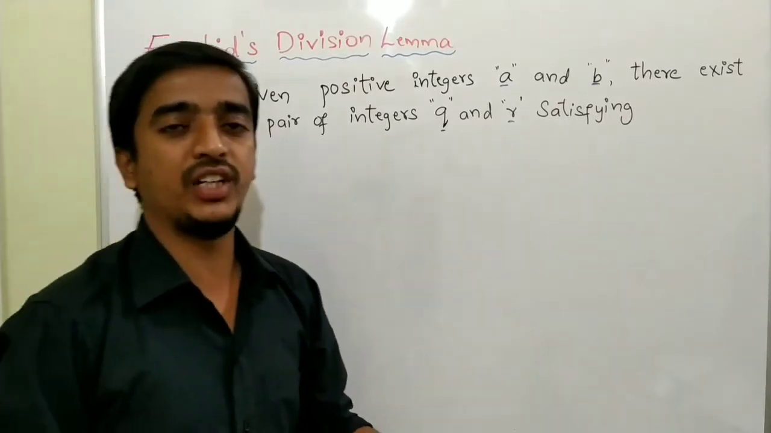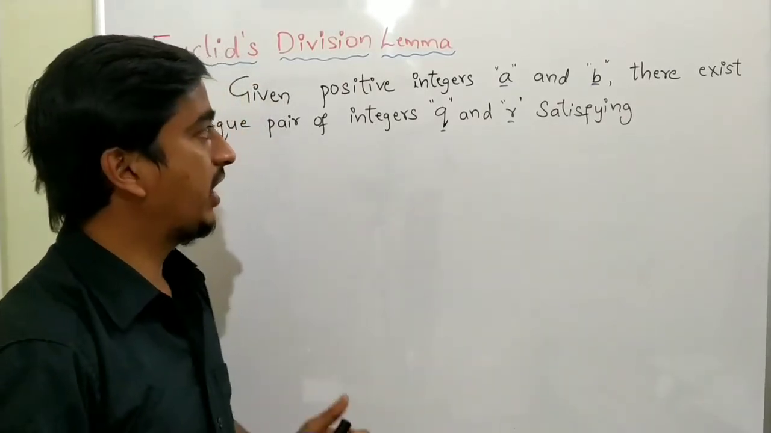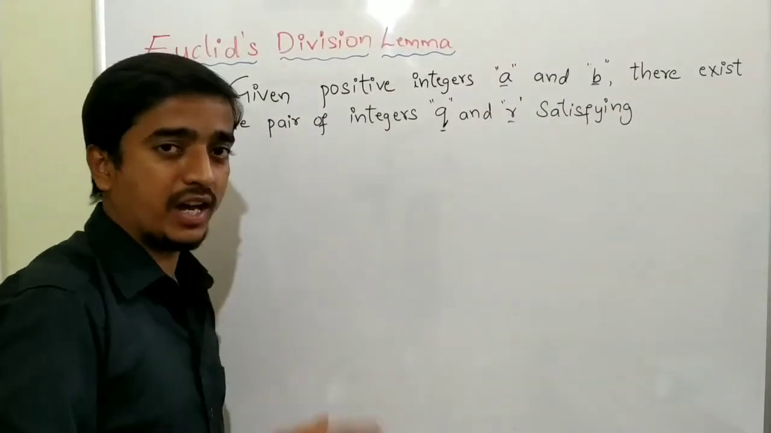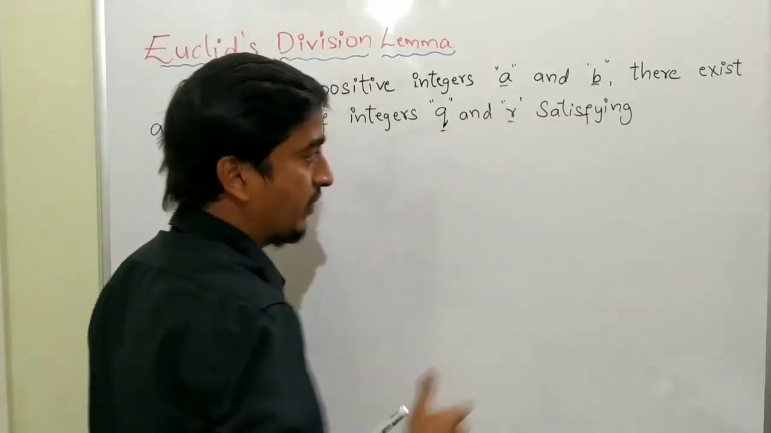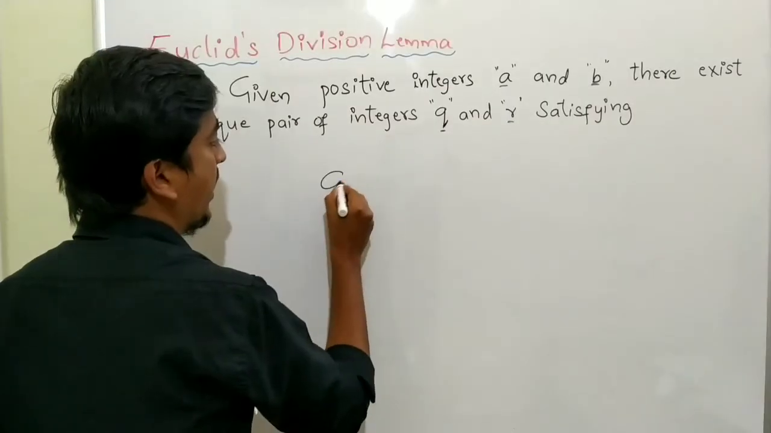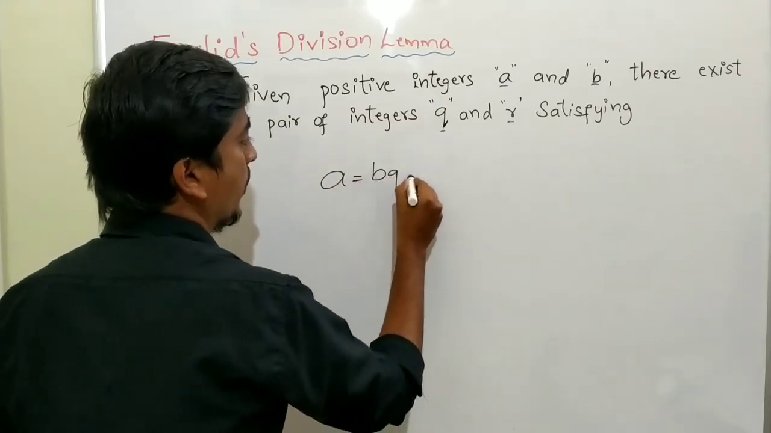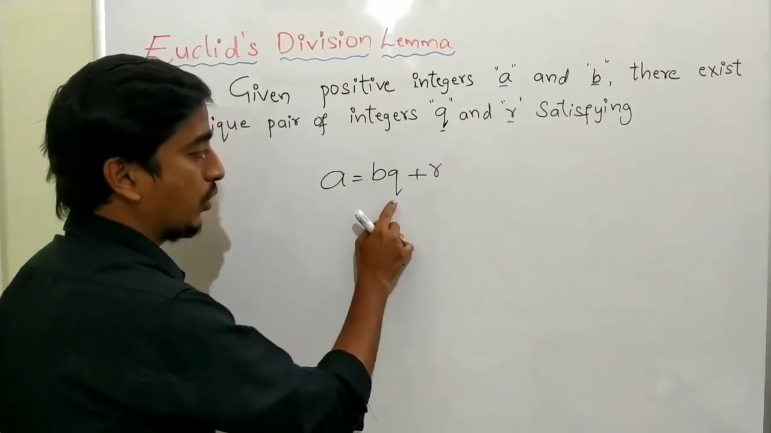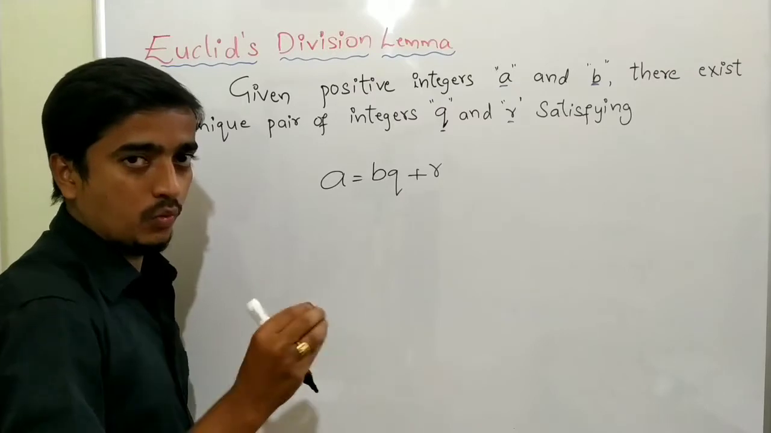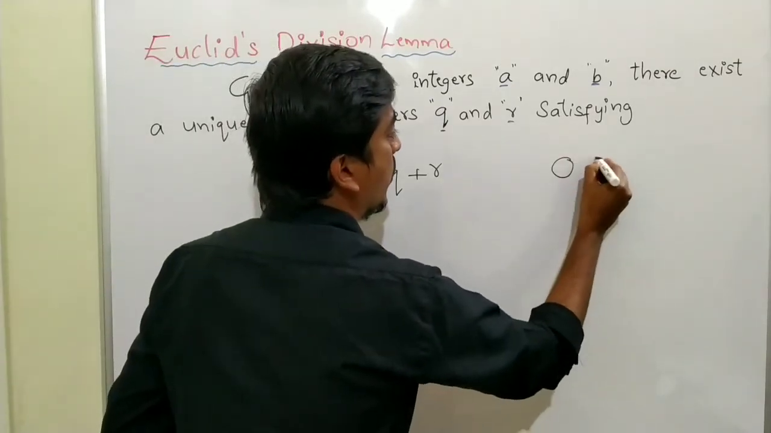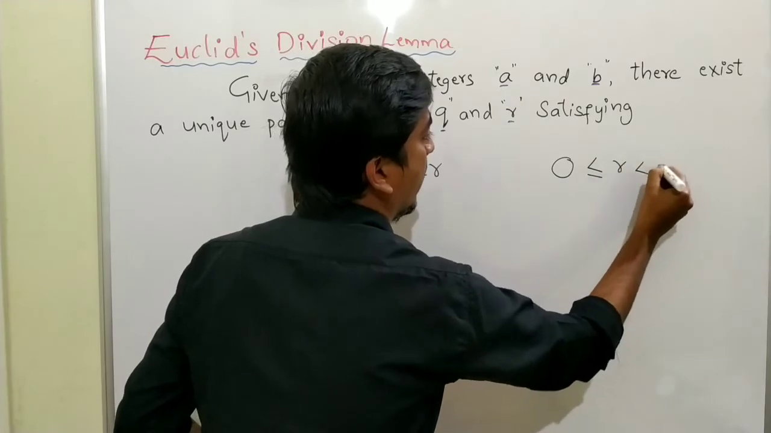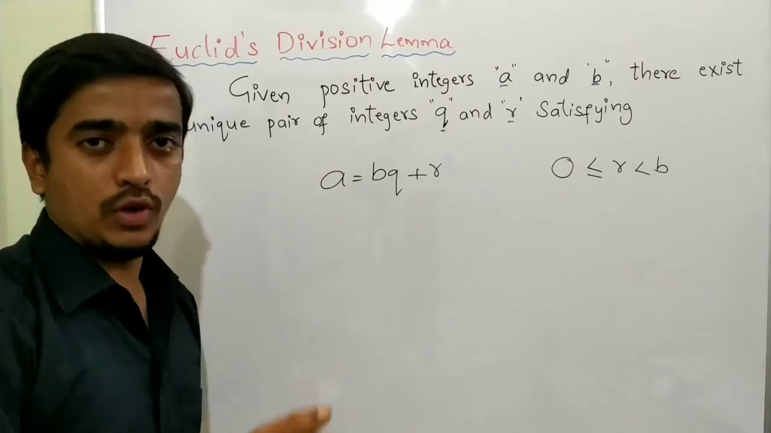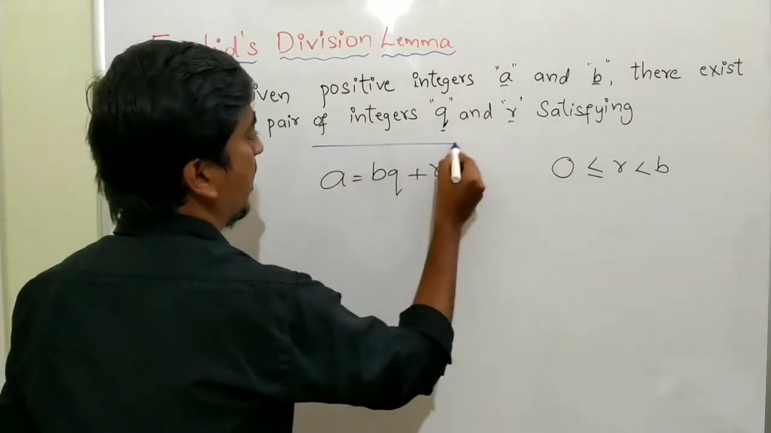In the previous topic we learnt about the division algorithm. In the same way here, for a and b there exists a unique pair of q and r, where q is the quotient and r is the remainder, which satisfies the equation a equals bq plus r, with the condition 0 less than or equal to r less than b. So the remainder lies between 0 and b, or it may be equal to 0. This is Euclid's division lemma.